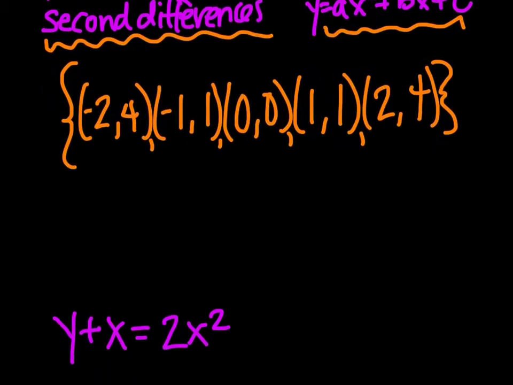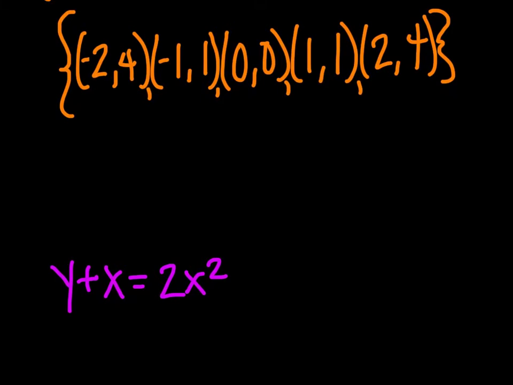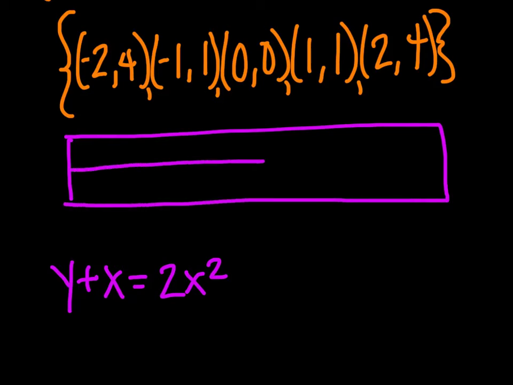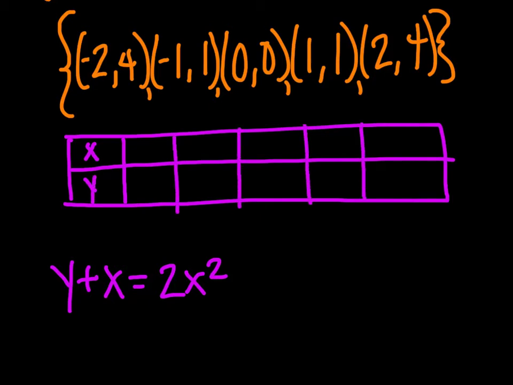We have -2, 4, -1, 1, 0, 0, 1, 1, and 2, 4. Your job is to figure out if it is a quadratic function. So is it a quadratic equation? So let's create ourselves a table. And your table can either be vertical or horizontal, it doesn't matter. But we're going to put x and y here, and that's all we're comparing. We're just comparing x's and y's. We have 5 points, so I made 5 points there, and now I'm going to fill in the blanks.